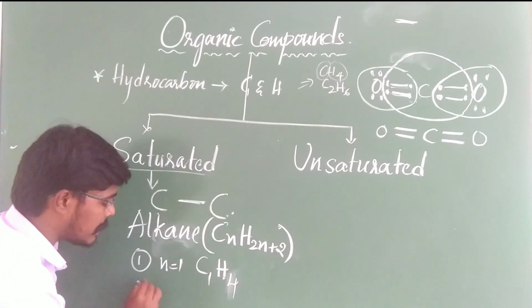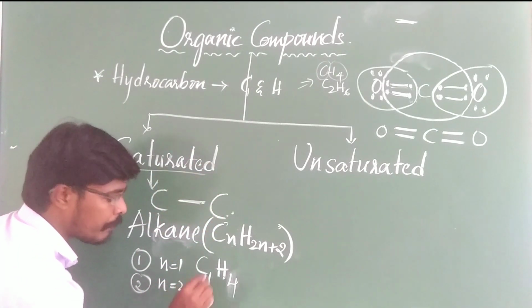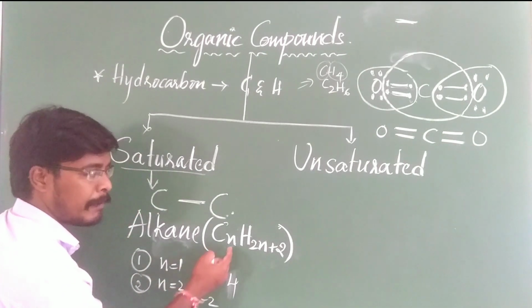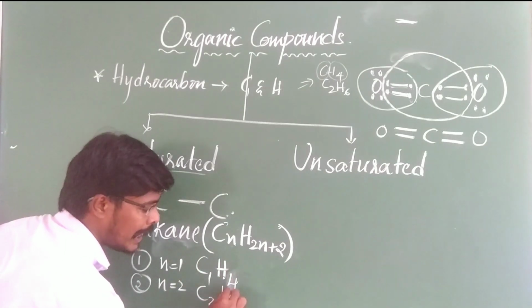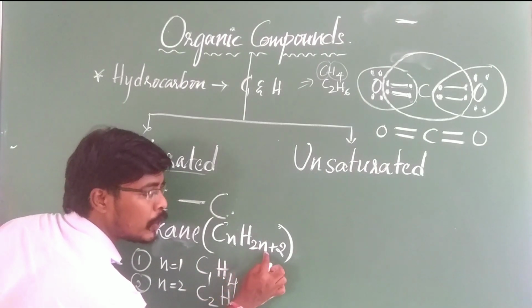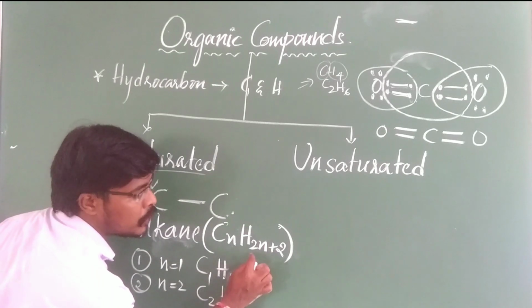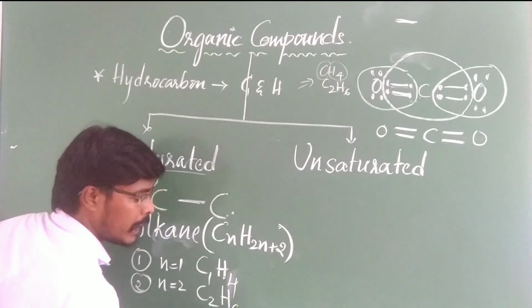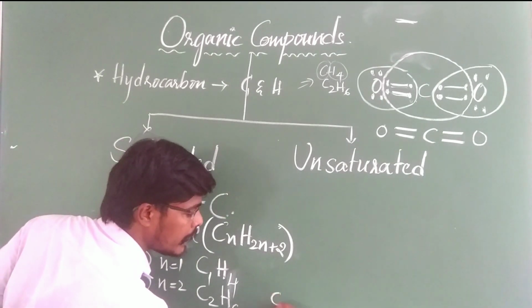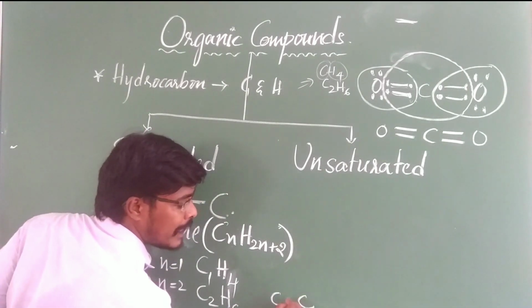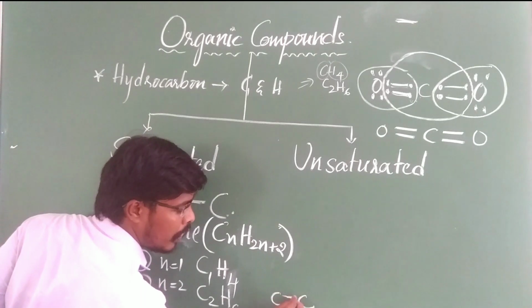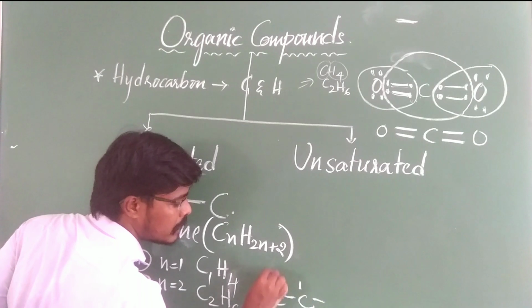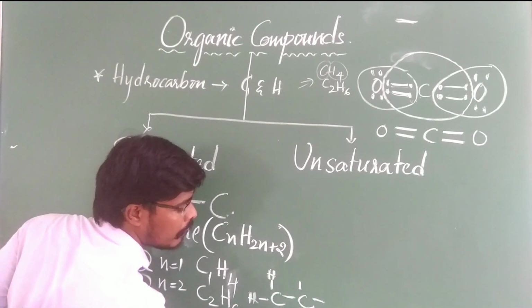If you take the second example, if n is equal to 2, then C2, and H is 2 into 2, in place of n you are taking 2. So 2 into 2 is 4, 4 plus 2 is 6. So H is 6. If you draw the structure, 2 C are there with a single bond, and H are 6: 1, 2, 3, 4, 5, 6. 6 hydrogen atoms around the carbon.